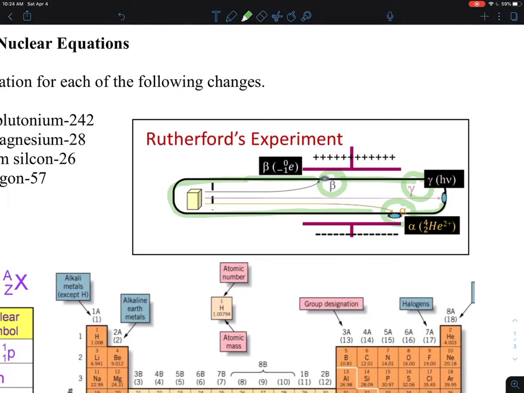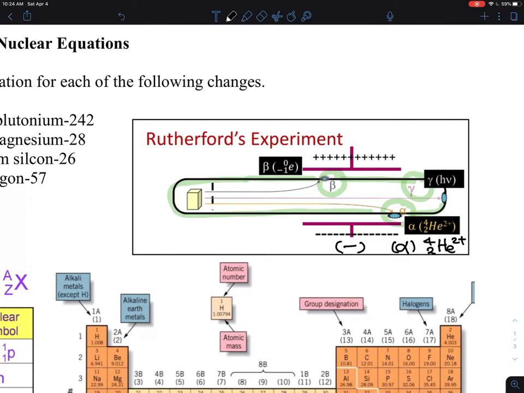The alpha ray is the first one he found is being attracted to the negative terminal here, and it happens to be that the alpha ray is essentially helium nuclei. Helium has atomic number 2, and the atomic mass is 4, so that's an alpha ray.